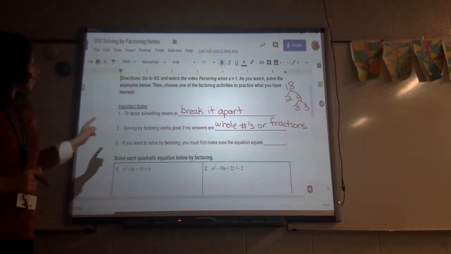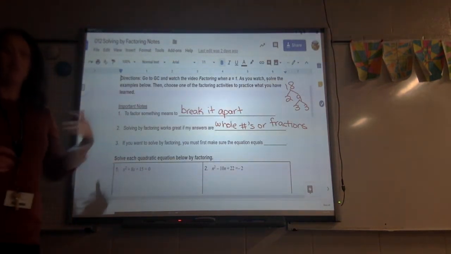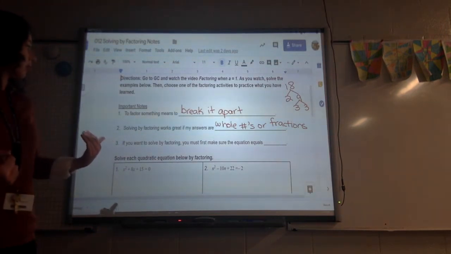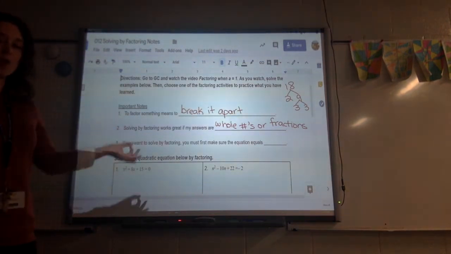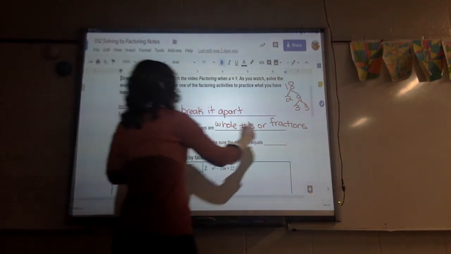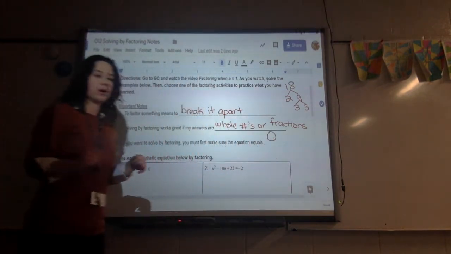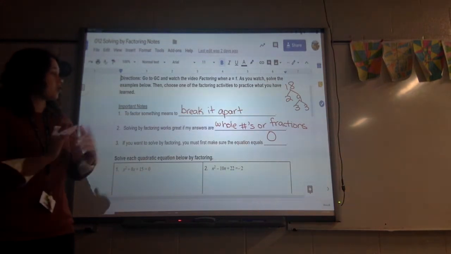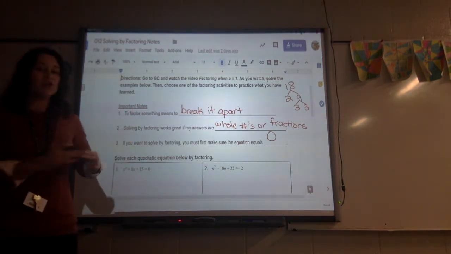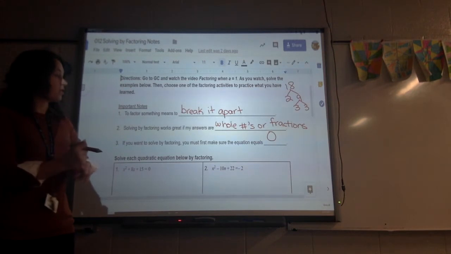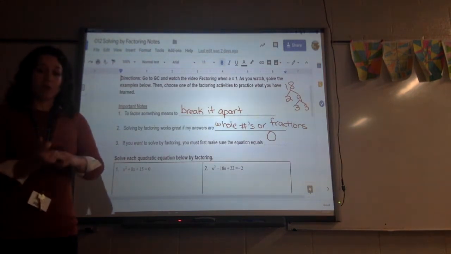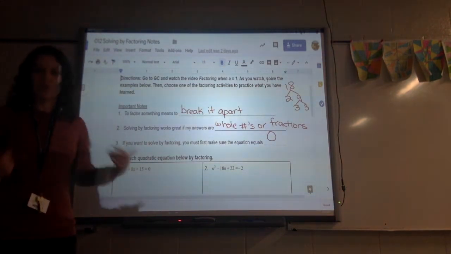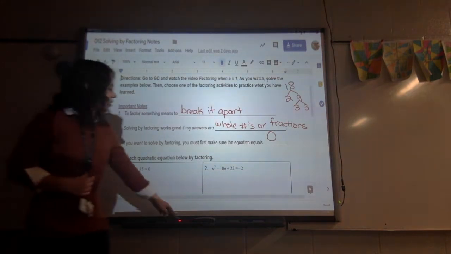Okay? The other thing about factoring, if I want to solve an equation by factoring, I have to make sure that first it's equal to 0. Okay? So as long as you have made sure of those three things, you understand what factoring is, your numbers are whole numbers or fractions, and your equation equals 0, then you're good to go. You can solve by factoring. So let's actually practice that.